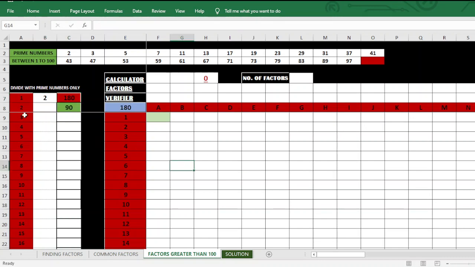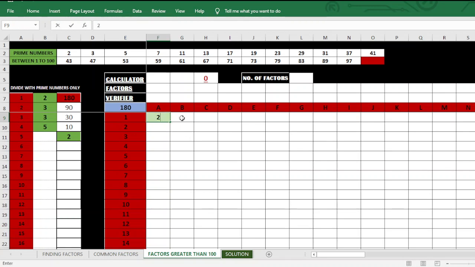Let's see. 2, 3, 3, and what? 5. Now let's see how to go about this arrangement. Again, our principle holds. We start from the least number and then we finish up with the what? With the bigger number.